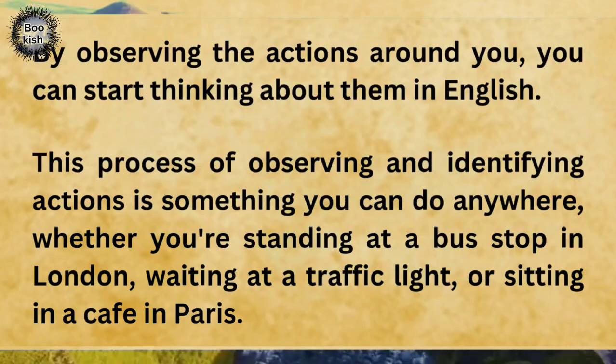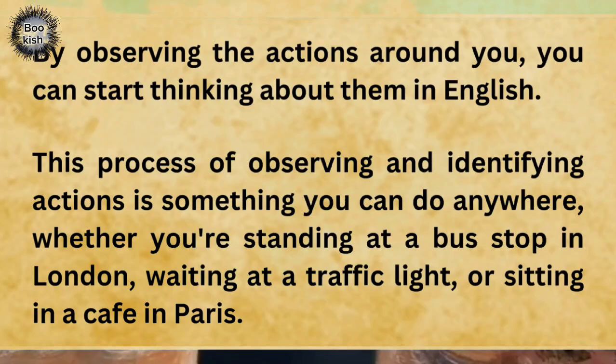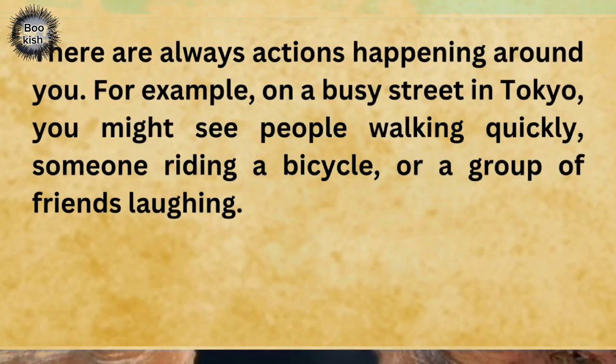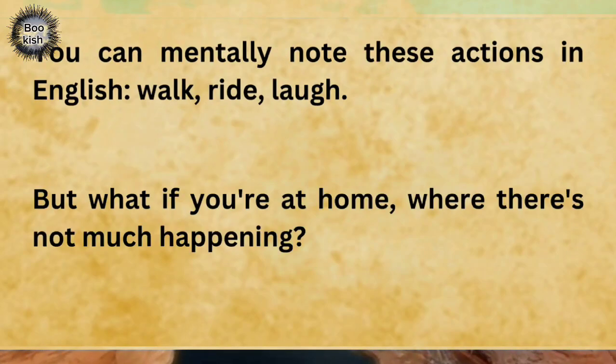This process of observing and identifying actions is something you can do anywhere, whether you're standing at a bus stop in London, waiting at a traffic light, or sitting in a cafe in Paris. There are always actions happening around you. For example, on a busy street in Tokyo, you might see people walking quickly, someone riding a bicycle, or a group of friends laughing. You can mentally note these actions in English. Walk, ride, laugh.